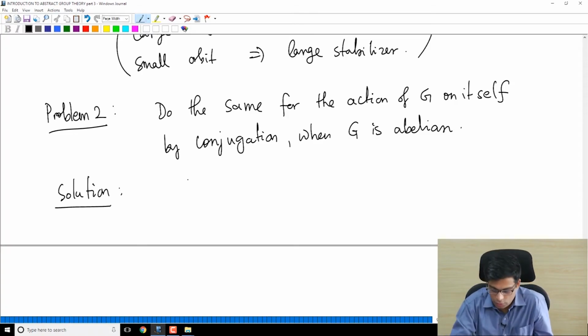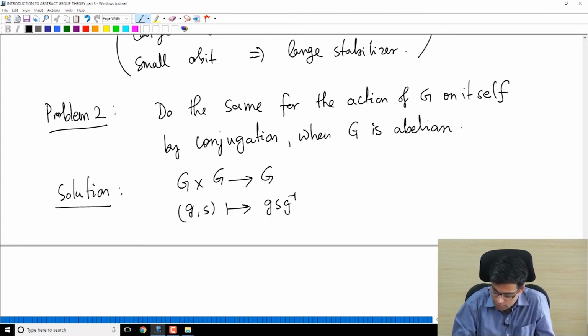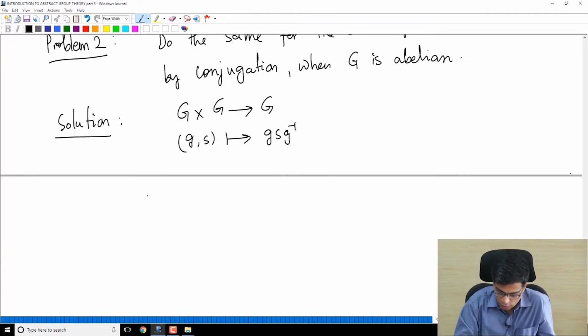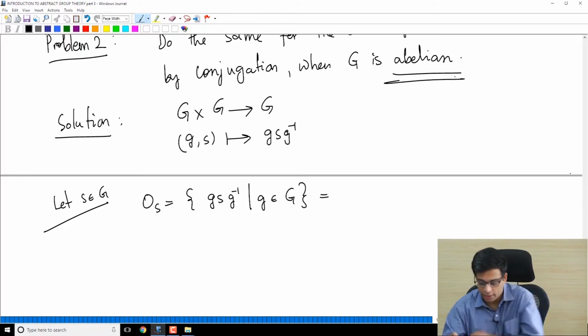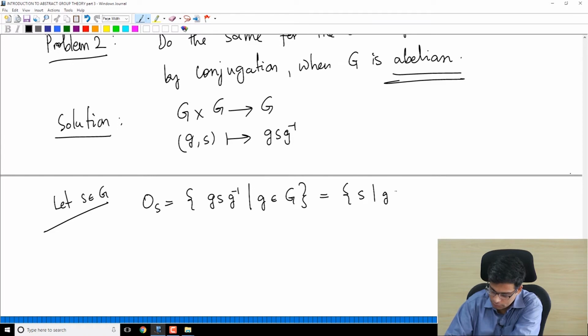What are these? So now remember the action is given by g s g inverse. That is the action, conjugation action. So what is the orbit of an element? Let us fix s in G. What is the orbit? This is g s g inverse, as g is in G. But I am assuming G is abelian, so that means g s g inverse is just s. So no matter what small g is, this is just s.